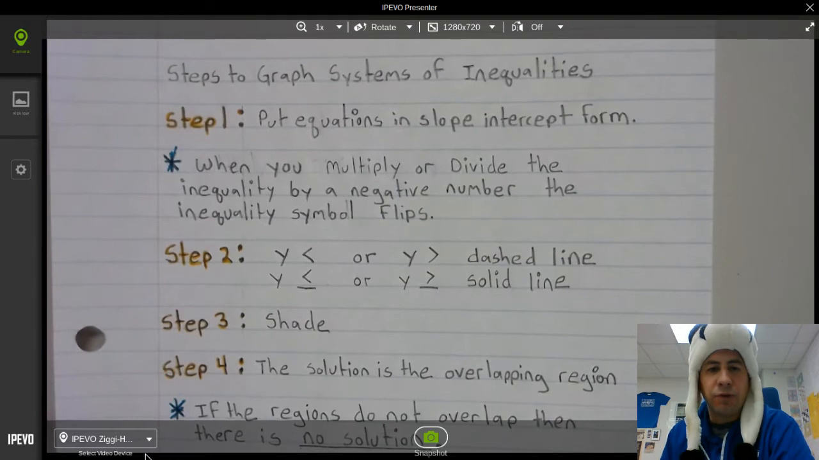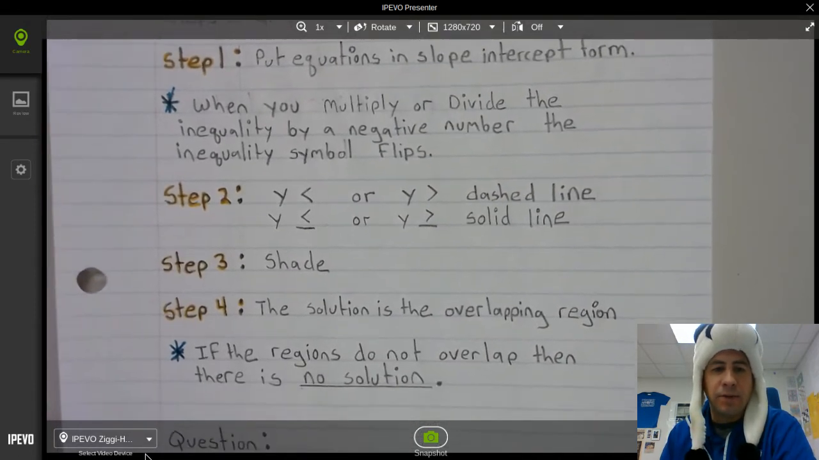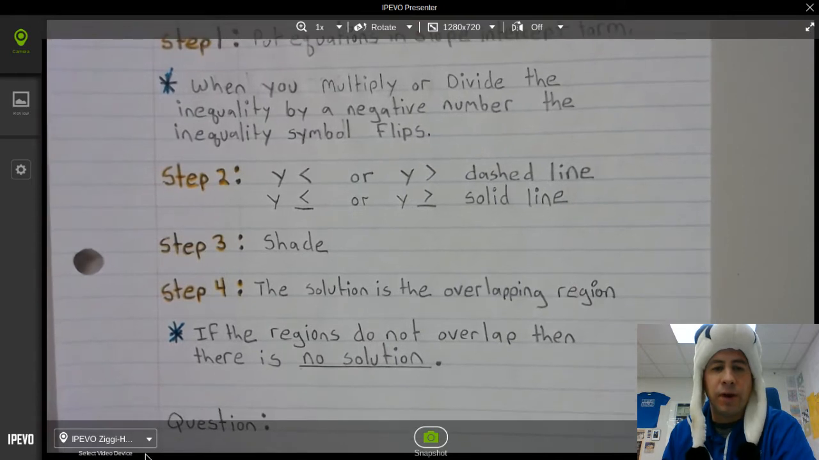All right, now once you've graphed, step 3 is to shade. And then step 4 is to identify the solution. The solution is the overlapping region. Now, special note, if the regions do not overlap, then there is no solution.